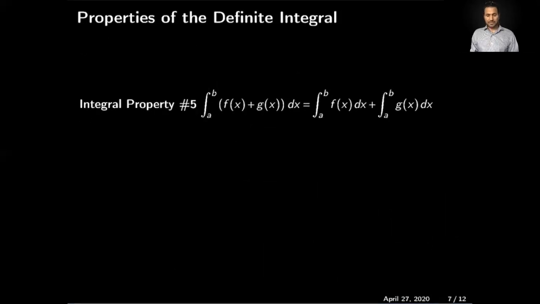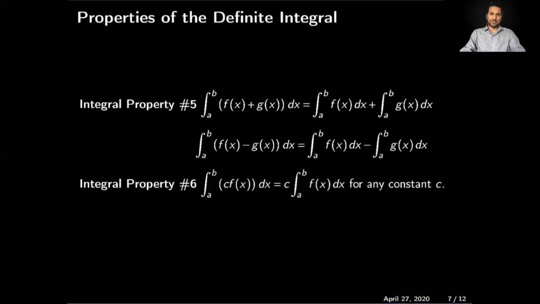Property number 5 says the net change of the addition of two functions is the addition of the net change from interval A to B. The same properties hold for subtraction as well. Property number 6 says that if there is a constant multiplier to a function, then the net change of the constant multiple of the function is equal to the constant times the net change of the function, for any constant c, negative, positive, or 0.